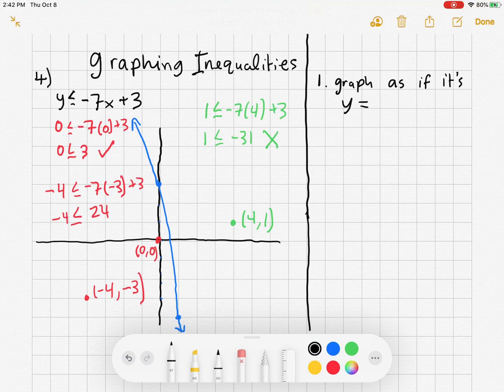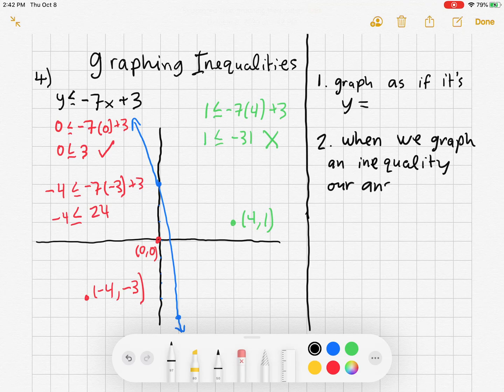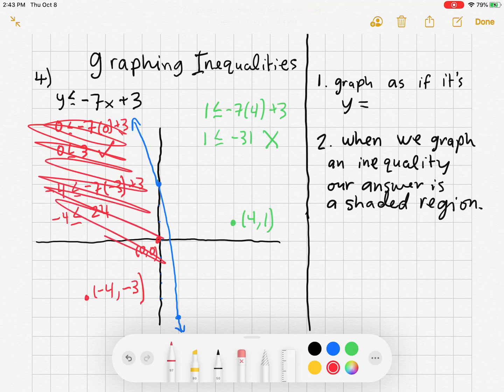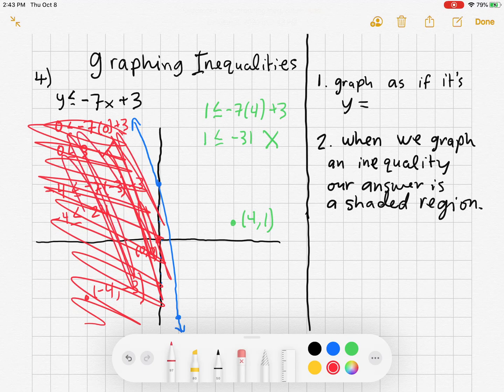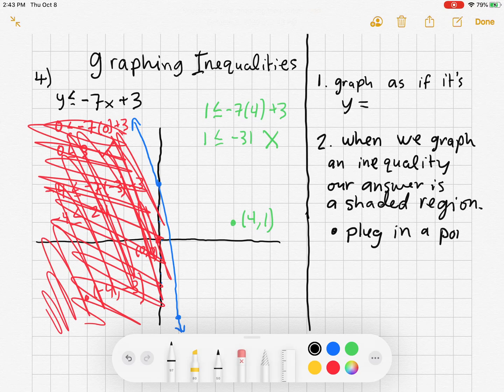When we graph inequalities, our answer is actually a shaded region. Our answer is a shaded region. Meaning, the answers that work in this case are the ones on this side of the line. So we have to shade that region, indicating that the ones on the left side of the line are the ones that actually work. I recommend that the easiest way to figure out where your answer is to plug in a point, and 0, 0 is the easiest point to use. The reason being, it makes the math easy later.